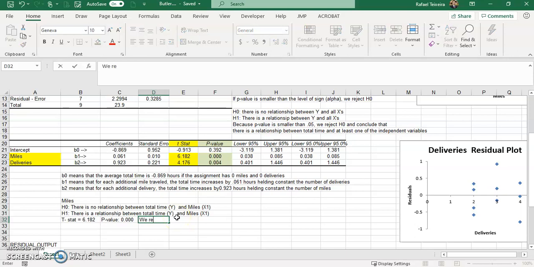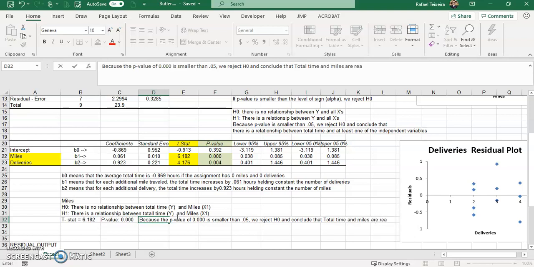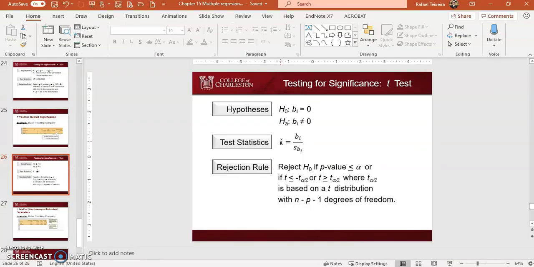So we reject, let's put here, because the p-value of 0.000 is smaller than 0.05, we reject the null hypothesis and conclude that total time and miles are related. Total time and miles are related. Okay, so this is our conclusion here. So let's go back to the slides and let's take a look.